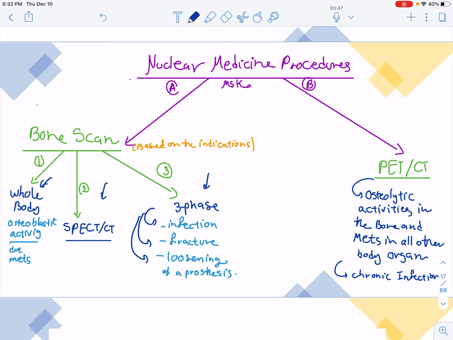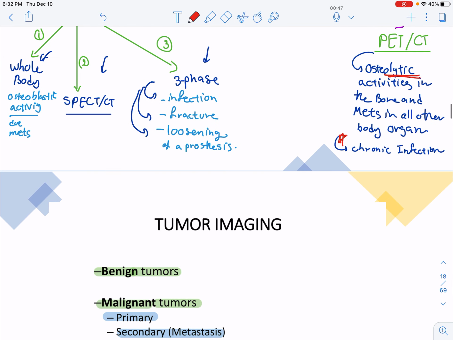PET CT is different. In PET CT we are detecting osteolytic lesions. And for the PET, it's not just imaging the bone, we can also image all other body organs. Okay, and there's an important note: chronic infection is going to be in PET. If you have a chronic infection, it's PET, not bone scan or 3 phase. Okay, so keep this in your mind, and now we're going to go over the different conditions.